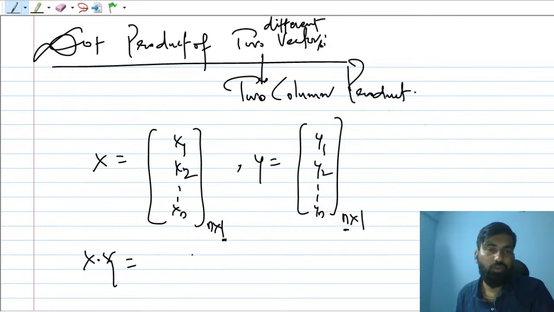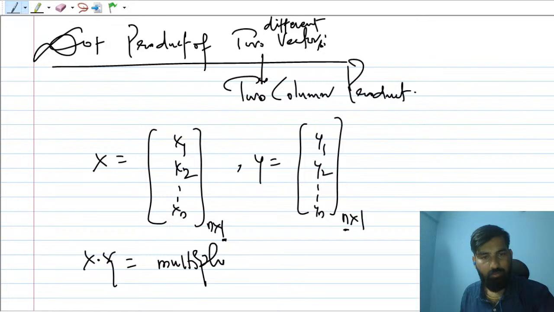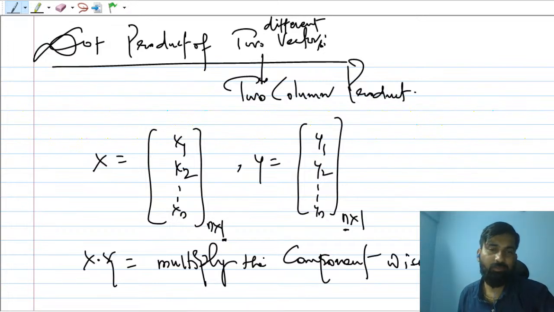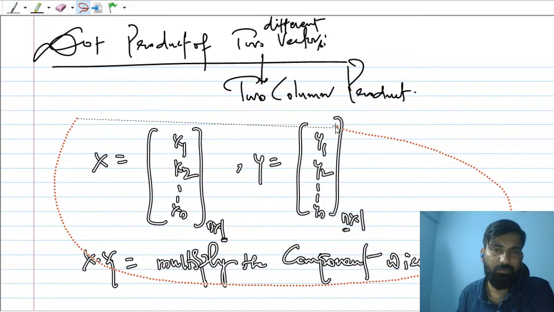Okay, so what you can do is just multiply component wise. Okay, multiply the components with each other, perform the multiplication component wise, that you have to keep in mind. So let me take this to the next page and explain.